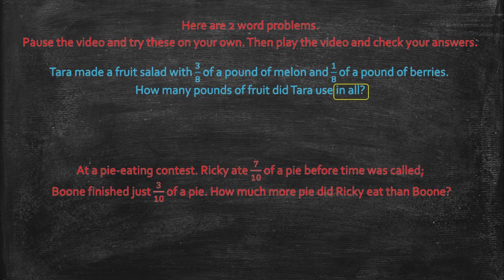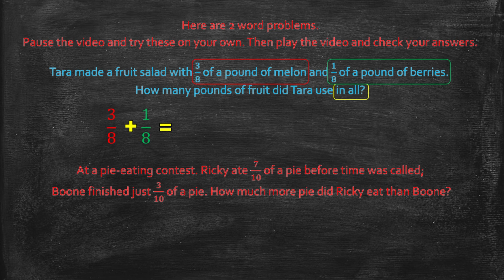Now we also have to find the amount that's talking about. So Tara made a fruit salad with 3/8 of a pound of melon and 1/8 of a pound of berries. How many pounds of fruit did Tara use in all? So you have 3/8 of a pound of melon. So the 3/8 is one of our fractions. You also have 1/8 of a pound of berries. That's our other fraction. And in all is addition. So we have to add those two together.